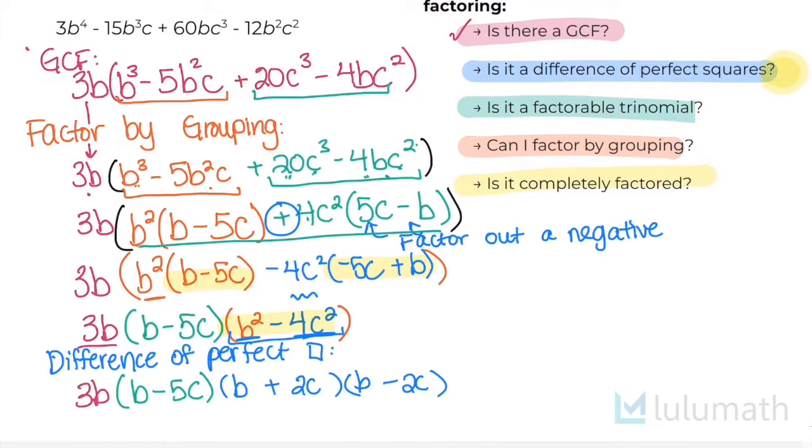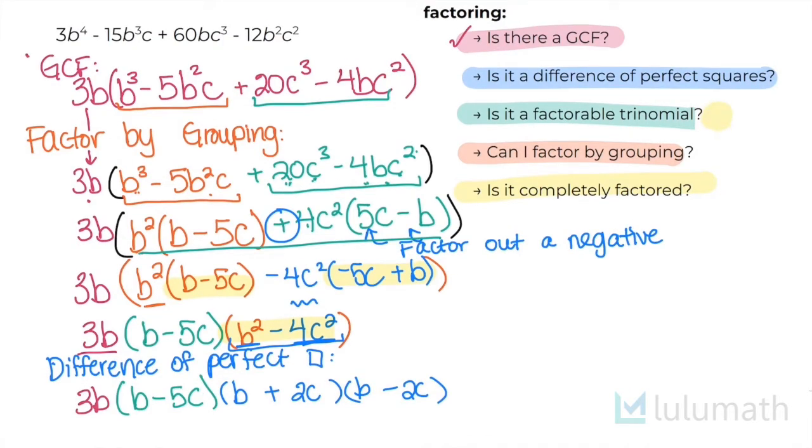Next question, is there a difference of perfect squares? Well, we figured out 3b is not a difference of perfect squares. b minus 5c is not a difference of perfect squares. So let's talk about b plus 2c. It is a binomial, but there's addition, so it is not a difference of perfect squares. This is a binomial of subtraction, but b is not a perfect square and 2c is not a perfect square. So it's not a difference of perfect squares.